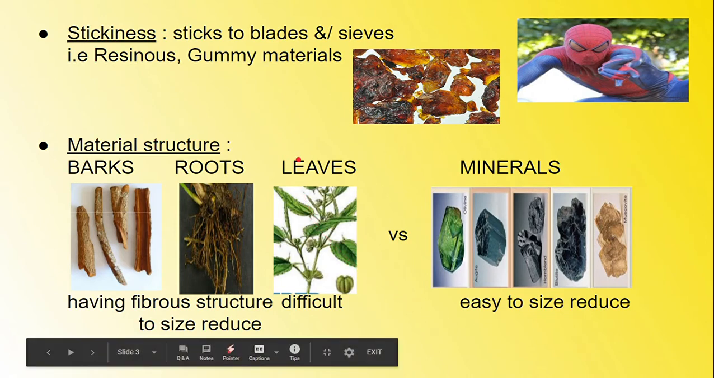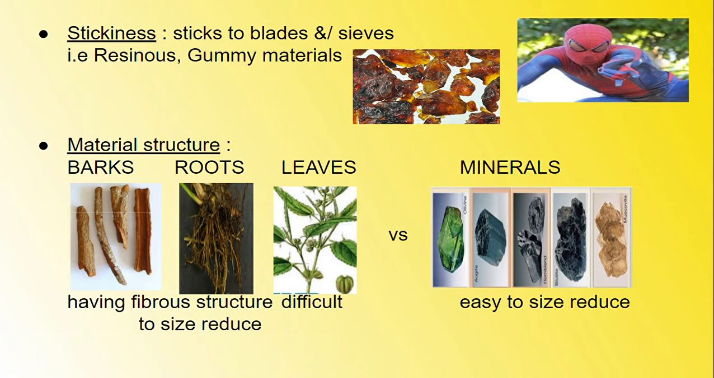Another characteristic to be considered when we are going for size reduction of the material is stickiness. Stickiness basically refers to the characteristic of the material which sticks to the blade and other parts, or to the sieves or the screen. For example, in the case of resinous or gummy material obtained from plants, like a simple gum, when we go for size reduction of such a material, because of the generation of heat, this material may become softened and stick to various surfaces.